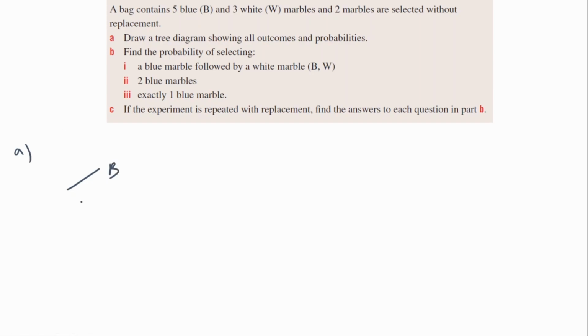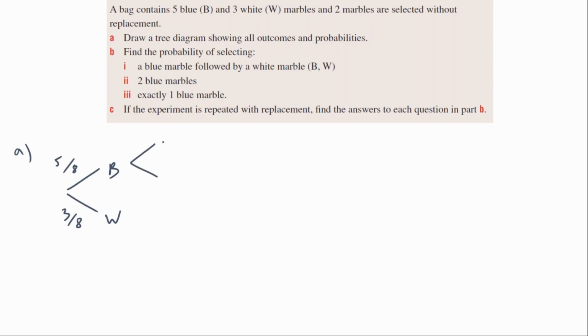So we can pick either blue marbles or white marbles. And there's a total of 8 marbles because 5 plus 3 is 8. So it's going to be out of 8. That's going to be out of 8. And there's 5 blue, so it's going to be 5 out of 8. And there's 3 white, so that's going to be 3 out of 8. Alright, now moving on. I'm going to pick another marble.